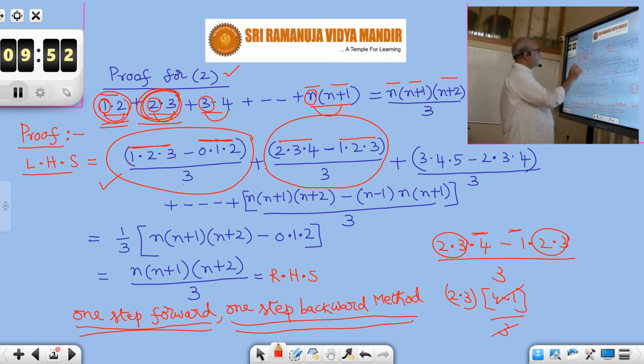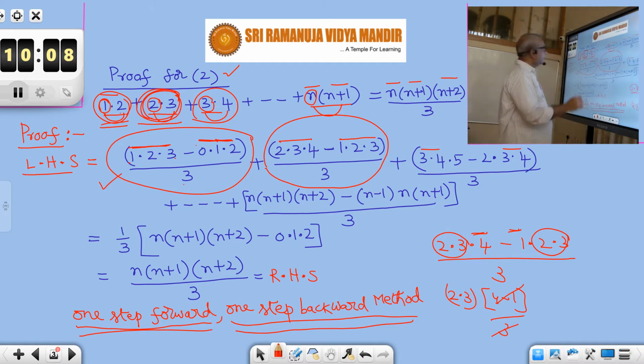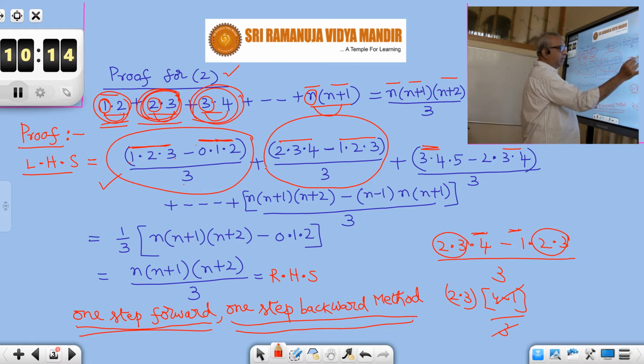Now the third term, 3 into 4 here. Same, 3 into 4, I have gone one step forward, I have written 5. Same 3 into 4, I have gone one step backward, so 2 into 3 into 4 by 3. Is it equal to 3 into 4, the third term? Yes, you can take 3 into 4 common in the numerator. In the bracket you get what? This 5 minus 2 only. That is 3. Denominator 3, they get cancelled. So whatever you have taken common, 3 into 4, that is the value. Therefore it is equal to 3 into 4 only.